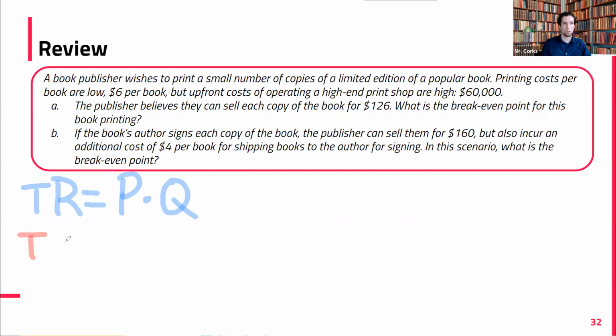And TC, what does that represent? Total cost. Okay, so TC is total cost. How do we determine total cost? Not total revenue minus profit, if we don't know profit already. Cost is FC plus VC. Okay, so our variable costs plus our fixed costs. So variable costs plus fixed costs.